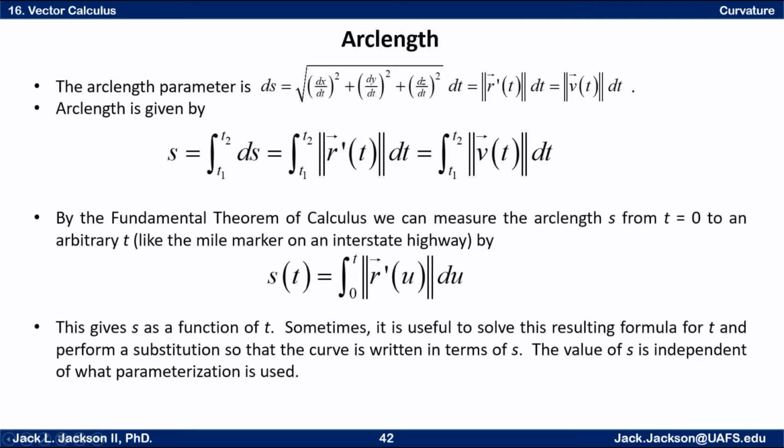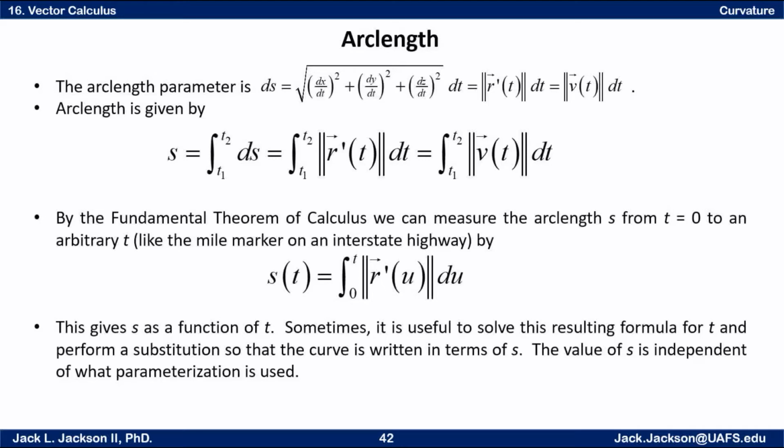So first of all, let's review a little bit about some things that we know about arc length. The arc length parameter, ds, is the square root of (dx/dt)^2 plus (dy/dt)^2 plus (dz/dt)^2. So you take those three derivatives with respect to t, square them, add them up, and then square root for ds. And then of course multiply that by dt. But you notice that part, including the square root and all the stuff inside of it, is just the norm of r'(t), that vector derivative.